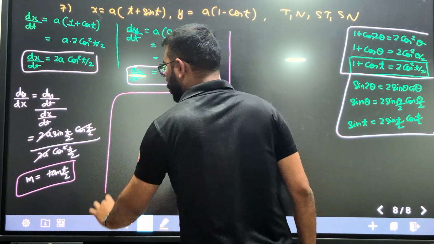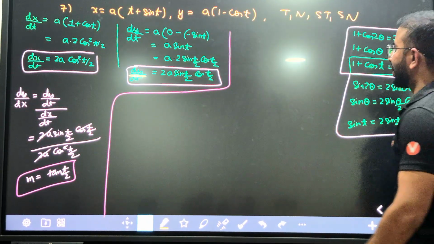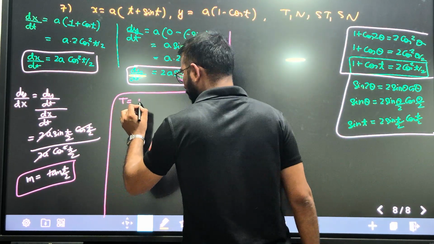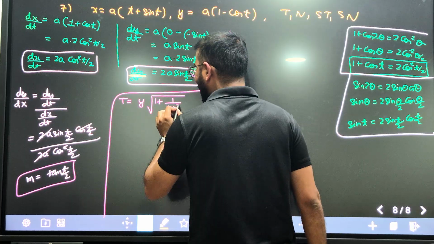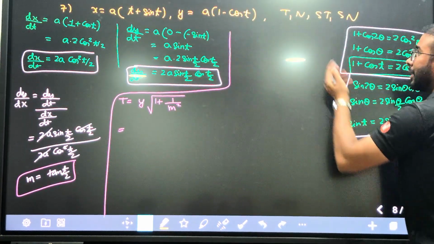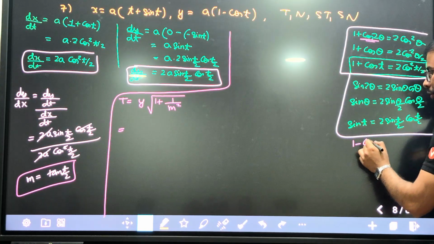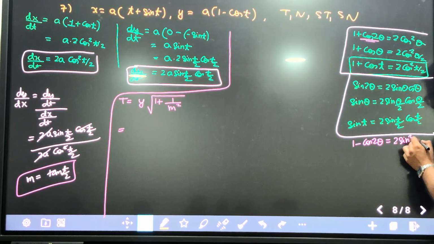So now is our question completed? No. Now you have to get the individual things. First, let's start with tangent. What is the length of tangent guys? y under root 1 plus 1 by m square. And now we have to solve y also. Okay, let's solve y. So see, 1 plus cos 2 theta you wrote, no? Let's write 1 minus cos 2 theta. What is 1 minus cos 2 theta? 2 sin square theta.